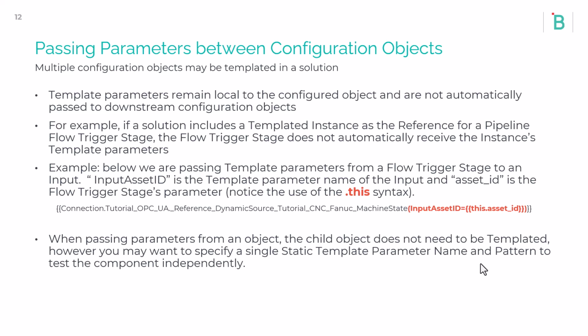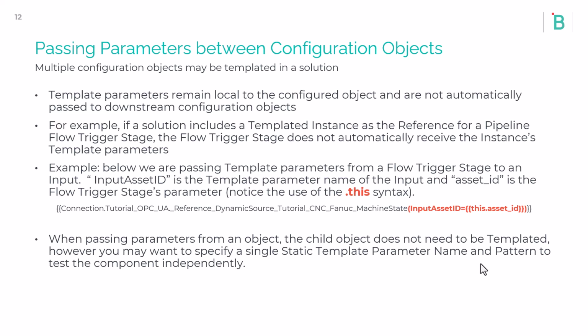So if a solution includes a templated instance as a reference for a pipeline flow trigger stage, the flow trigger stage does not automatically receive the instance's template parameters. So we have to indicate that using some syntax. And here, the input ID is the template parameter name for a connection input, and the asset ID is the flow trigger stage's parameter. So we're taking a parameter from the flow trigger stage and passing it into the connection input.